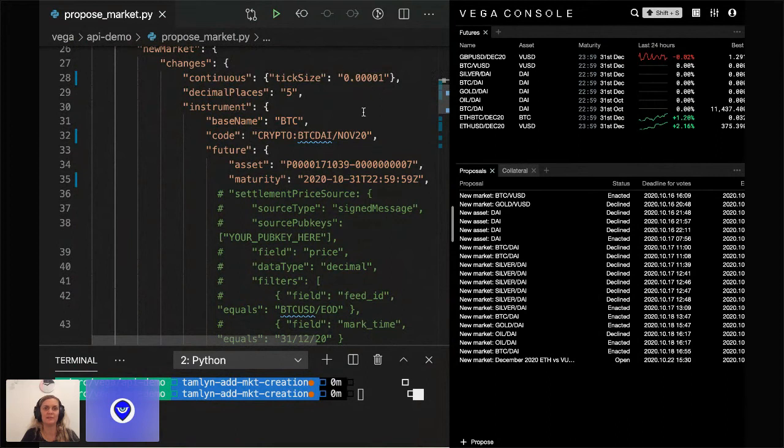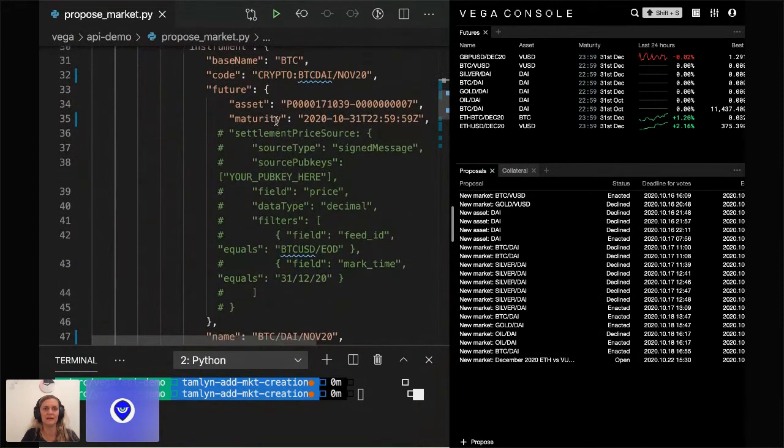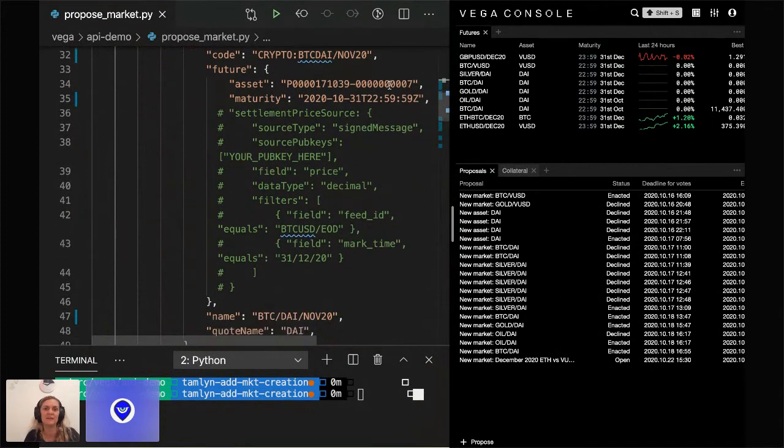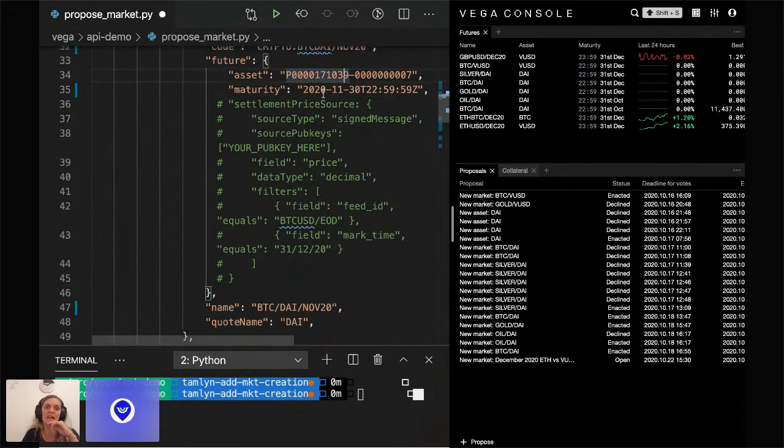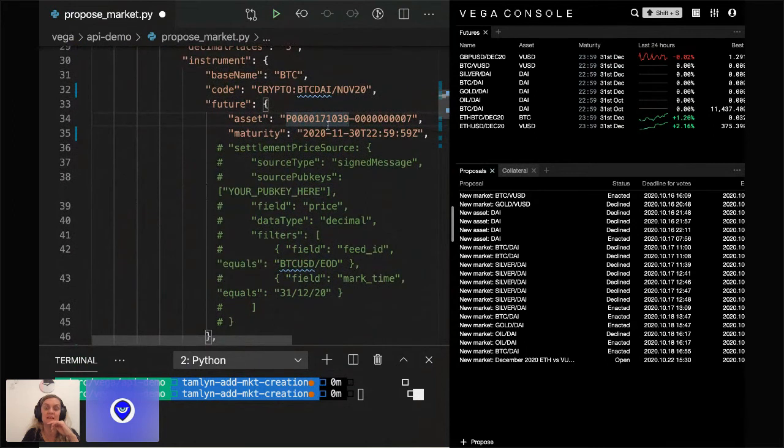So we've got our new market here. As I said, I'm going to go with some very low tick size. I thought we'd make a Bitcoin DAI futures market with a November expiry. So let's set the maturity date to the end of November, which should be the 30th. The asset here refers to the settlement asset, and that is DAI in this particular case. And actually, all the cash settled futures markets on Vega at the moment are direct futures.